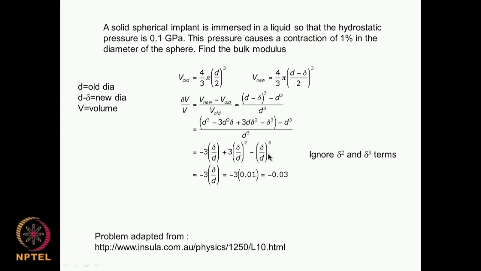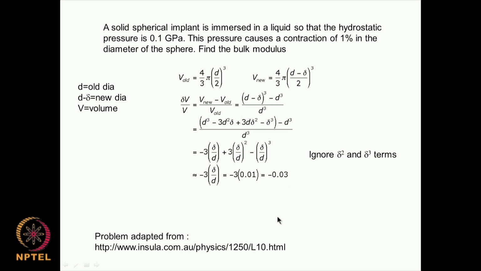You understand how you got this? So, you have delta by d whole cubed, then delta by d whole squared, and then delta by d. Now, we can ignore the squared and cubed terms because delta itself is going to be very small. So, we will just take the linear term. Delta V by V is given by minus 3 delta by d, where delta by d is 0.01. So, delta V by V is given by minus 0.03.